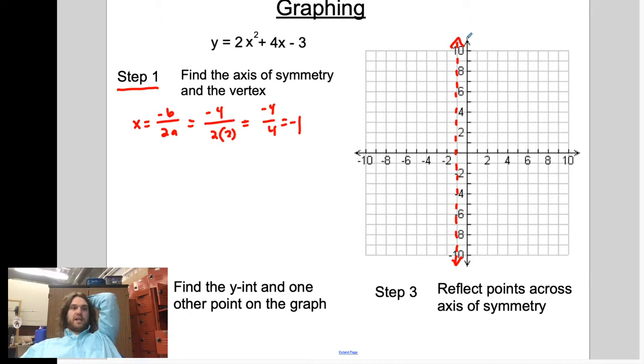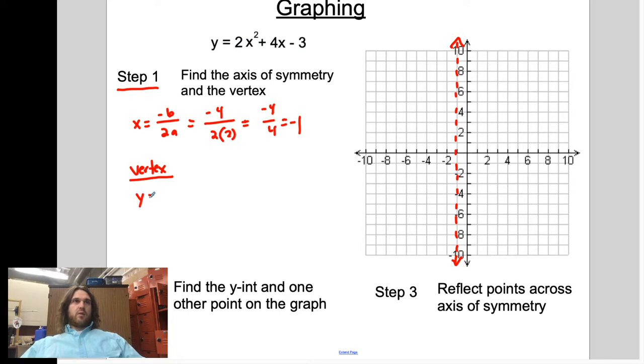Now, the vertex. I know the vertex is somewhere on here. So how do we get the vertex? How do we figure out where that is? Now, there are a couple of ways to do it. I'm just going to do probably the most common way. The most common way is to take this value of negative 1. We know it has the x value negative 1, and we're going to plug it into our equation to retrieve our y value.